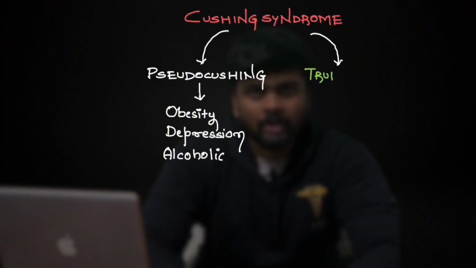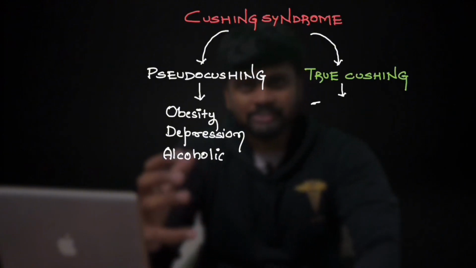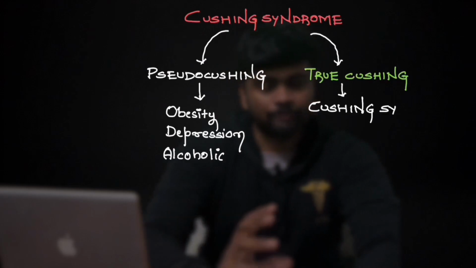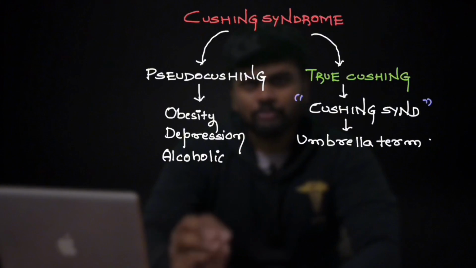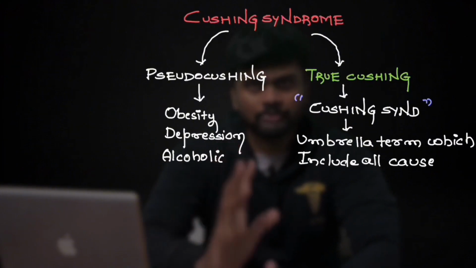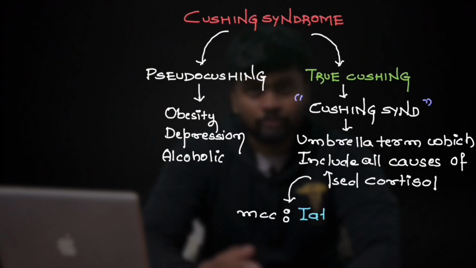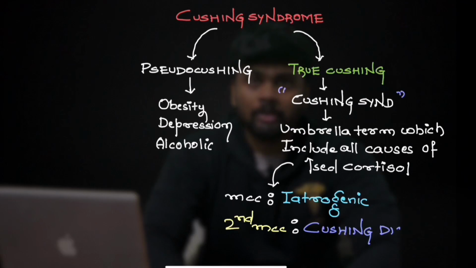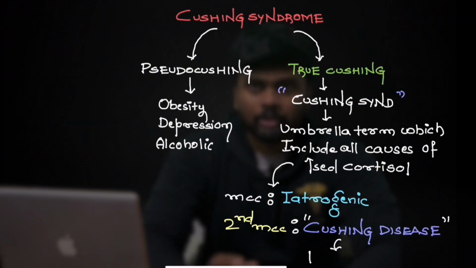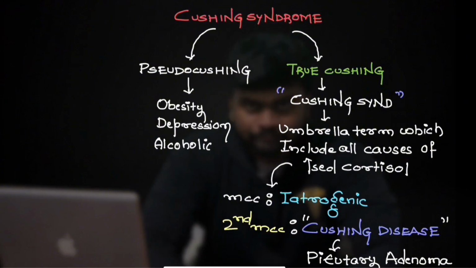True Cushing syndrome. Again, I'll divide it into Cushing syndrome and Cushing's disease. Actually, Cushing's disease is a part of Cushing syndrome. So, Cushing syndrome is an umbrella term which includes all the conditions where cortisol is increased. Actually, the most common cause of Cushing syndrome is iatrogenic, which is followed by Cushing's disease, that is pituitary adenoma. Pituitary adenoma constitutes the Cushing's disease which causes increased cortisol. Let's study about clinical features of Cushing syndrome.